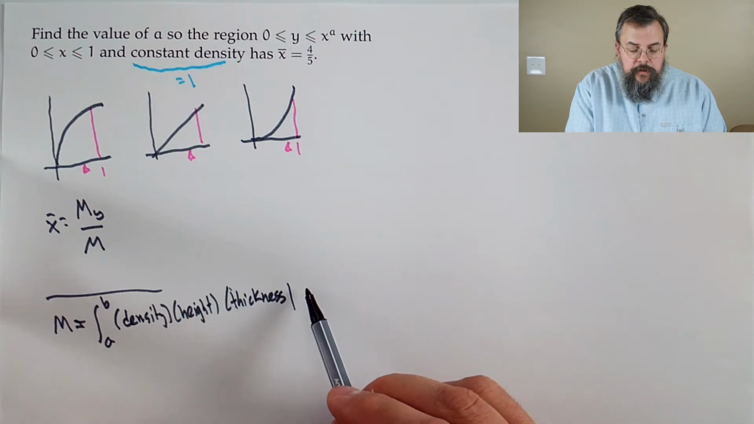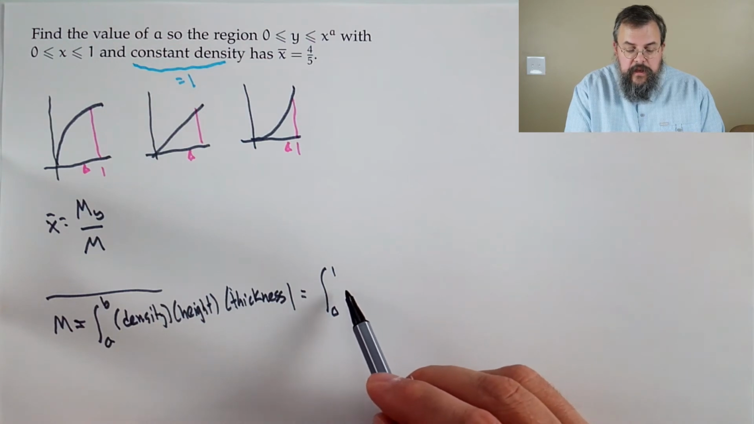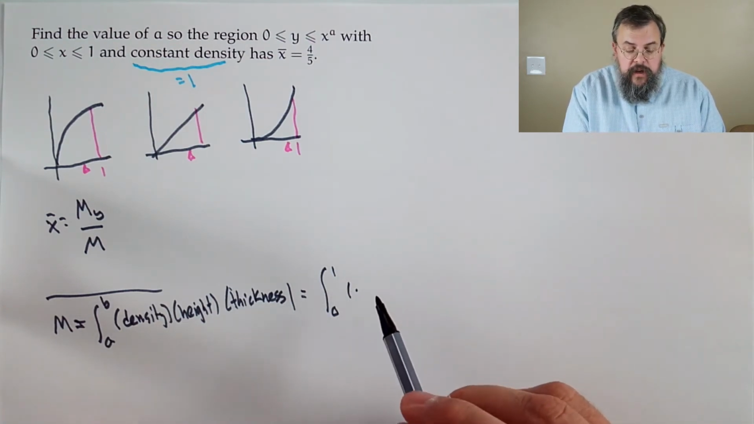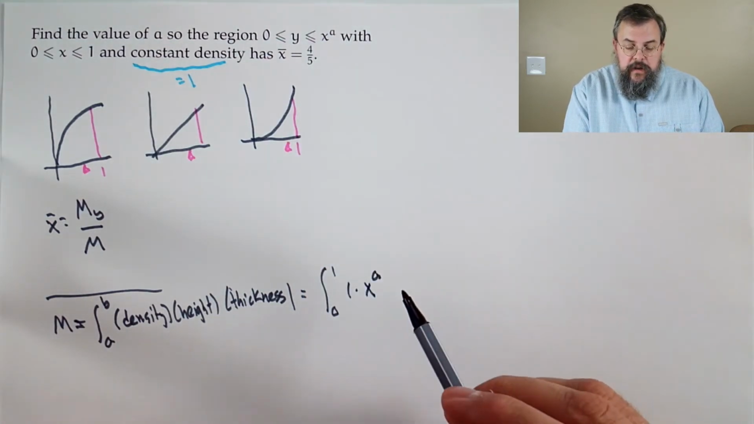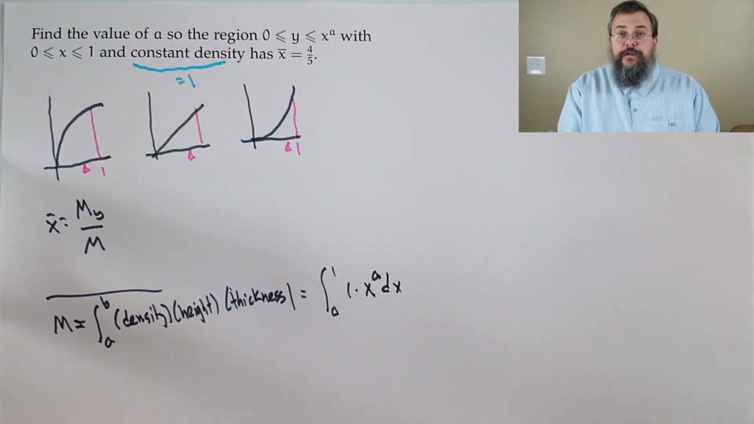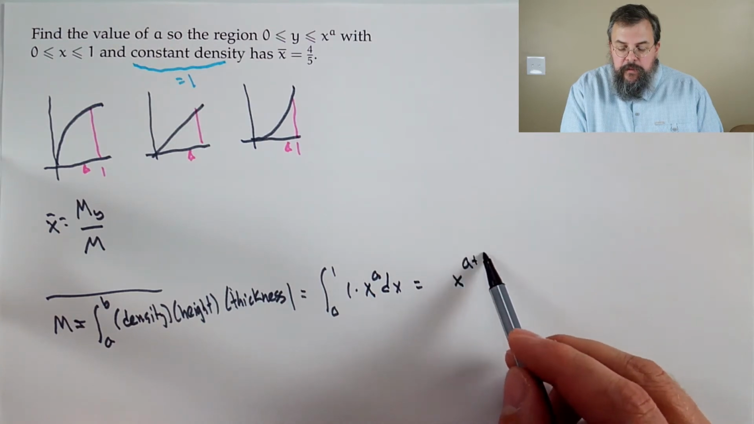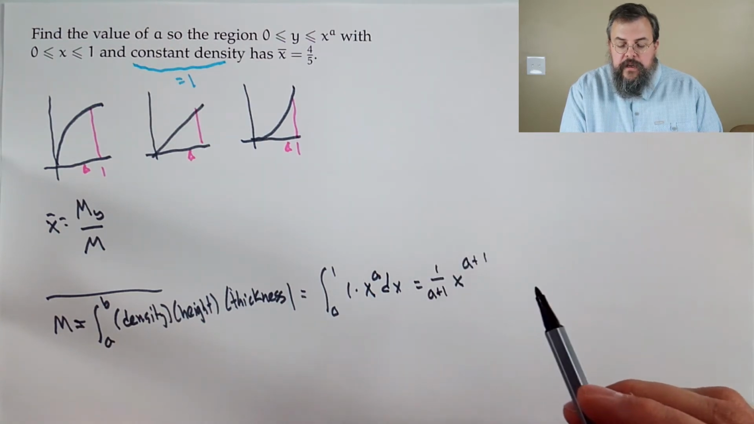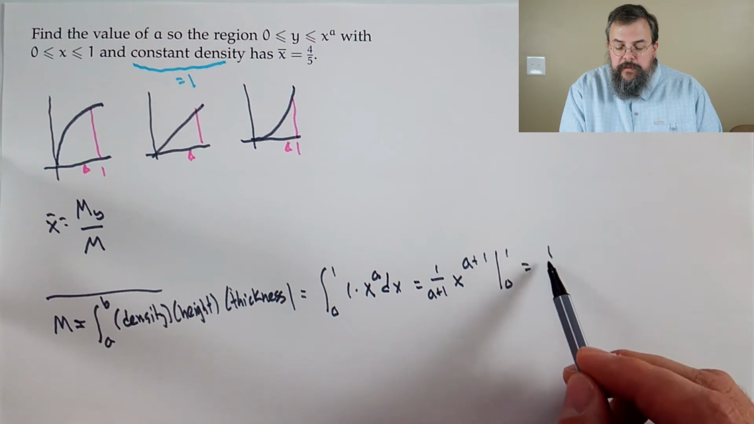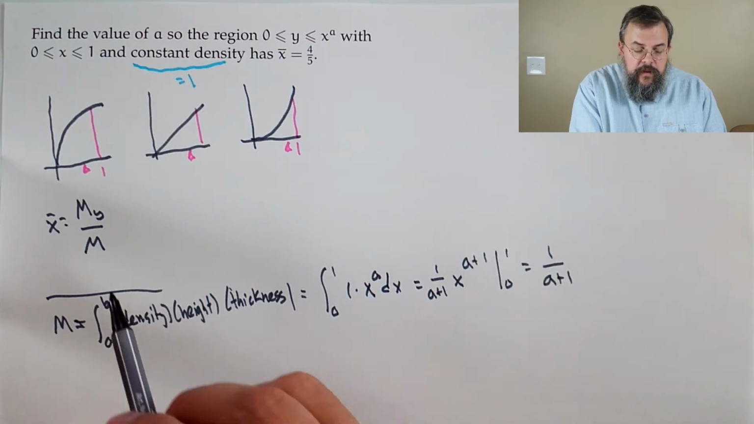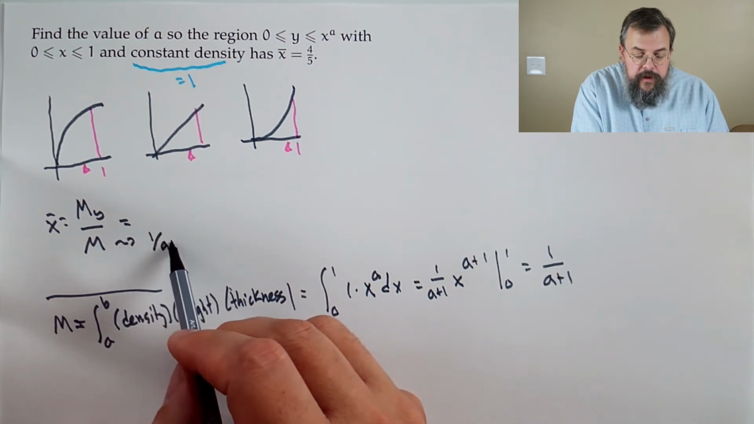So for us, we say, okay, we're going 0 to 1, start to finish. Our density is 1. That's easy enough. Our height is x to the a, because that's what we're told. And our thickness is dx. So, oh, this is great. We can integrate that. That would be add 1, so you get x to the a plus 1, then 1 over a plus 1, and there you go. Okay, evaluate from 0 to 1, and that becomes 1 over a plus 1. So that's our denominator. So 1 over a plus 1.